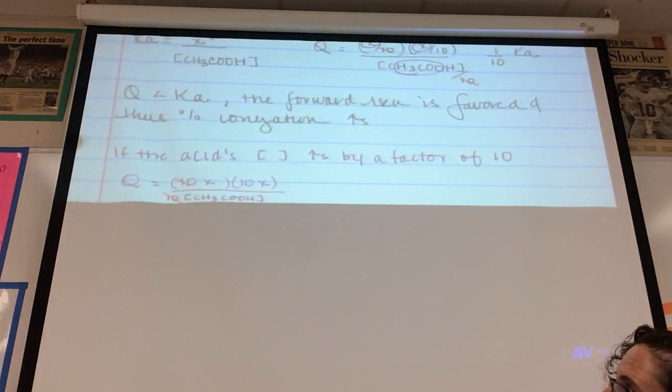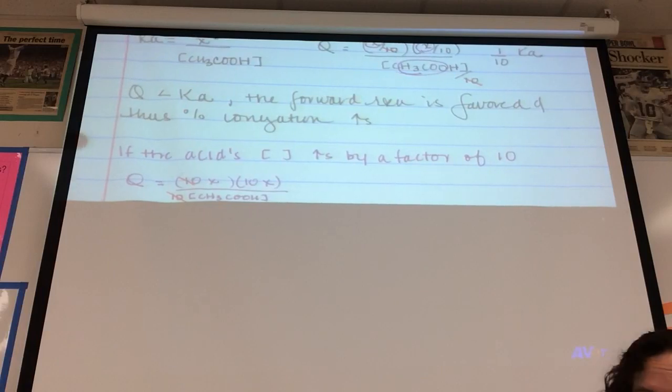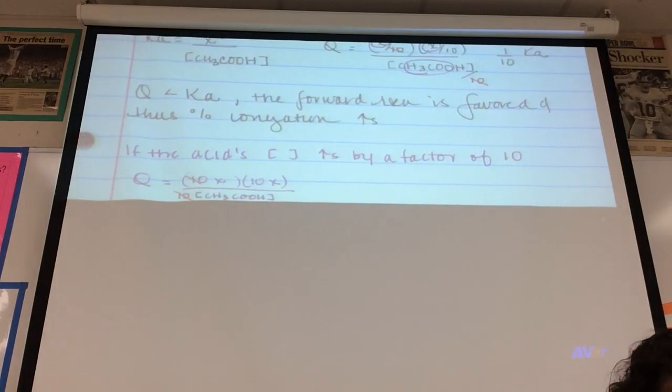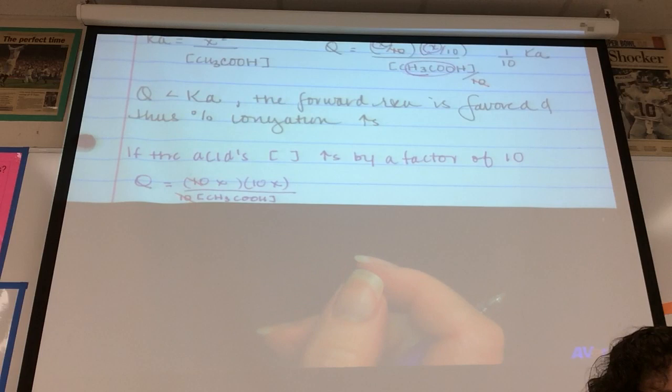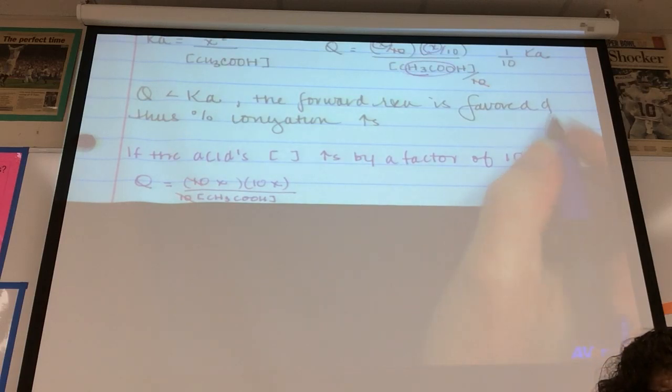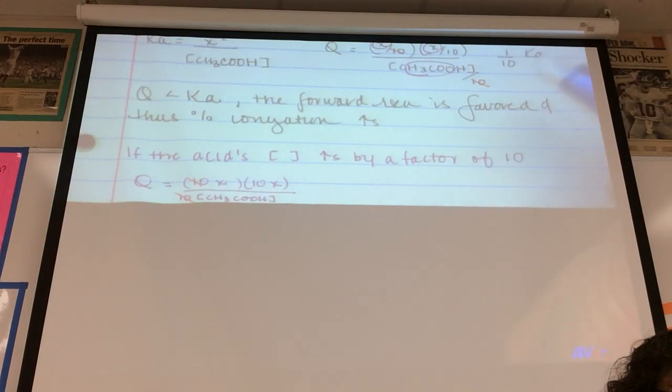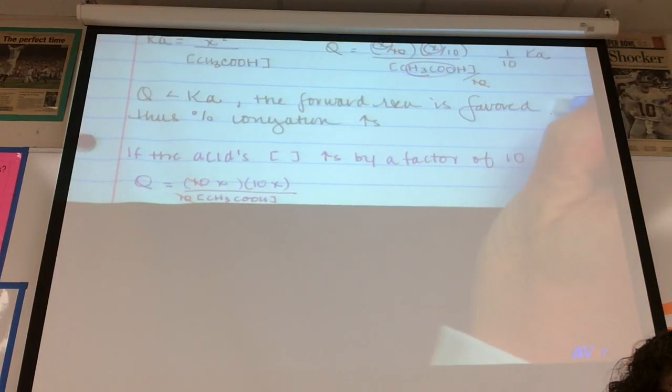Yeah, percent what? Ionization. What's after favor? Reaction. No, after favor. That's his forward. Everyone's hating on her today. Golly.